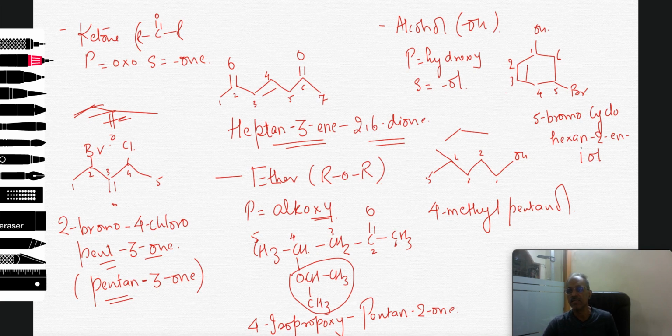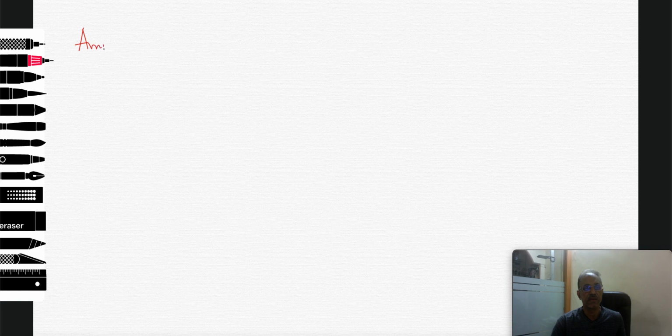Hexane is replaced by 2 in 1 all. 5 bromo cyclohexane. Hexane is replaced by 2 in 1 all, which happens to be NH2.